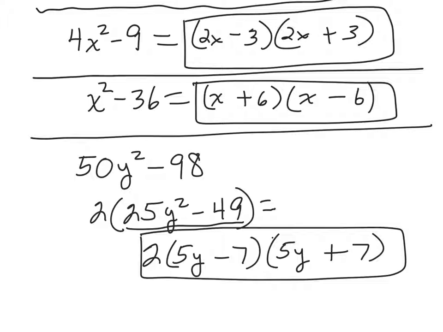So you got 25 out of 50, 49 out of 98, half. 2 times 49 and 2 times 25. And that's the ticket. When I can't find anything common to both of them, I just try to do difference of squares. And if you can't, then it just won't factor.